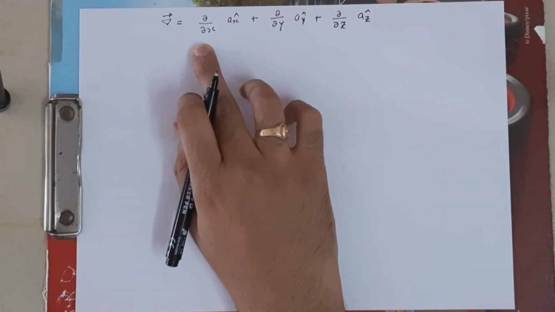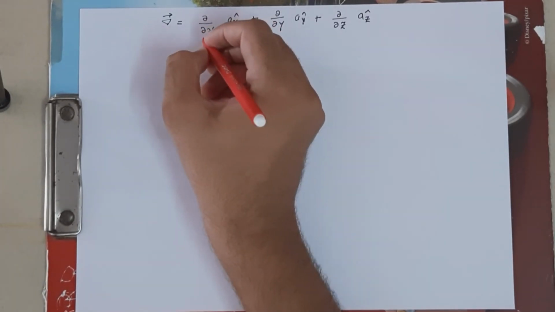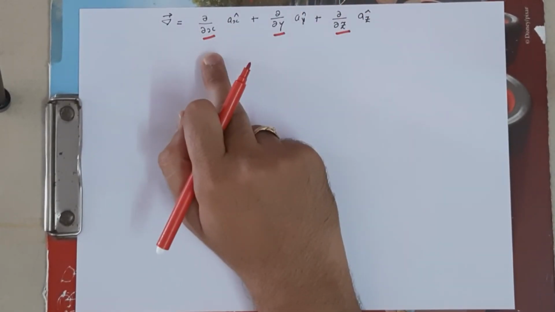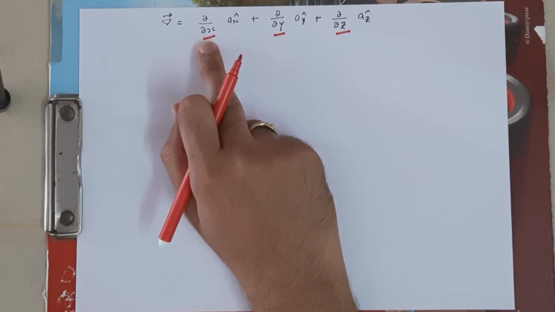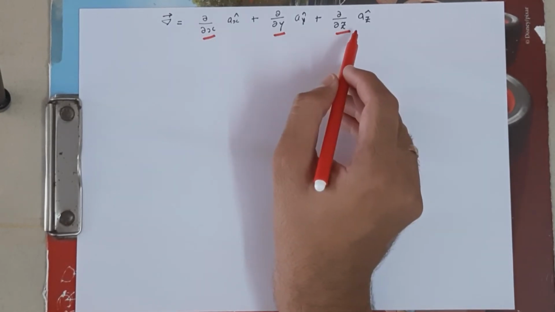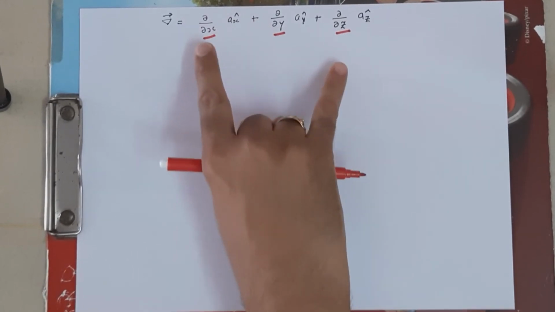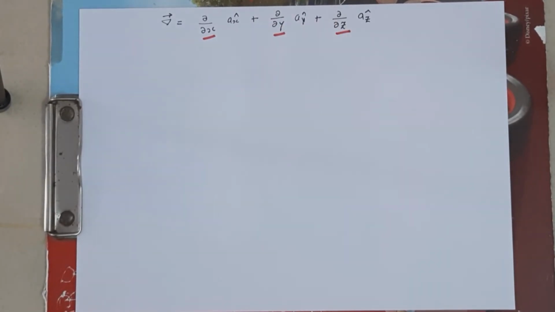Here, if you notice, I have to take a partial derivative with respect to x, with respect to y, and with respect to z. Why do I have to take the partial derivative? Because whenever we have to find out how much amount of any vector or scalar is changed in x direction, we have to consider y and z directions as constant. When we consider the y direction, we assume both x and z are constant. Similar for z. That is why I have to take the partial derivative.